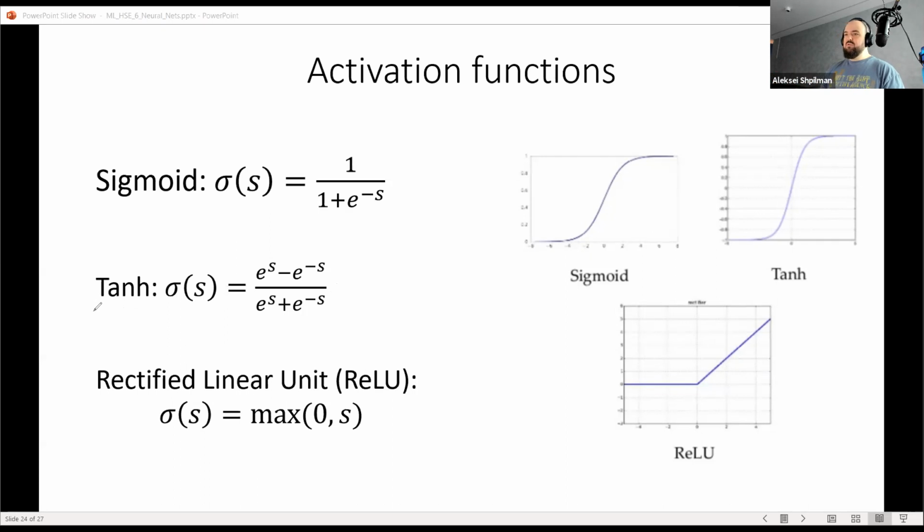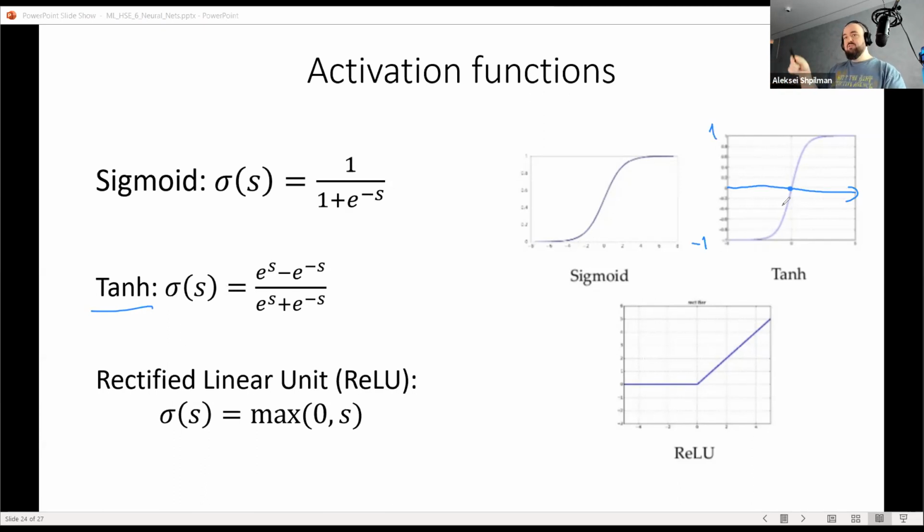Then there's the hyperbolic tangent function. The picture is not clear, I guess, but it goes from -1 to 1, and it passes through 0, 0. It's useful when you need to subtract something in your neural network, right? Especially in recurrent neural networks. We will talk about recurrent neural networks in the lecture after next.